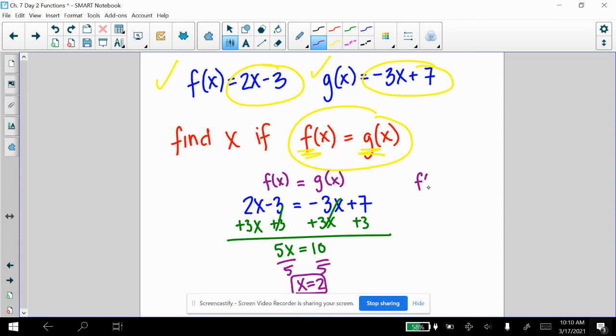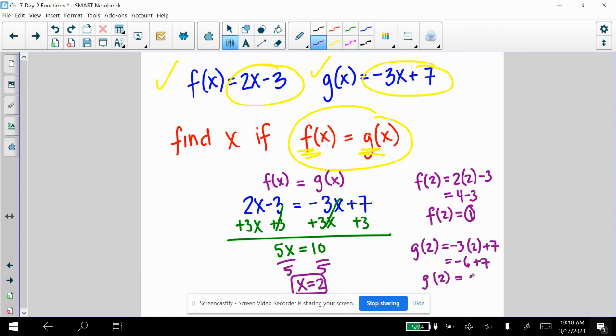So let's try. Let's see, what is f of 2? So I'm going to plug in 2 for x. I'm going to get 4 minus 3. And so I'm saying f of 2 equals 1. I'm going to do g of 2. So I'm going to get negative 3 times 2 plus 7, which is going to be negative 6 plus 7, which means g of 2 equals 1. So what we've determined here is that if I plug this 2 into either the f function or the g function, my outputs are the same. f of x equals g of x when your input is 2.